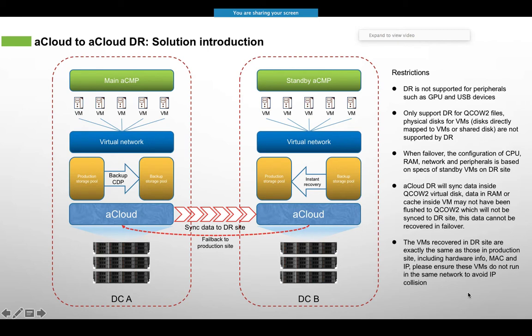And the last one is that the VMs recovered on the DR side will have exactly the same IP and MAC information. So you need to make sure that when you fail over, your primary site is completely down and the VMs are not communicable. Because if you have VMs running in both the production site and the secondary site, there will be an IP collision and it may affect your business.